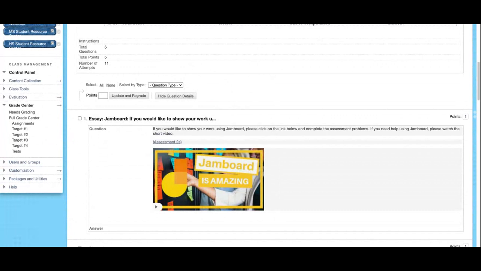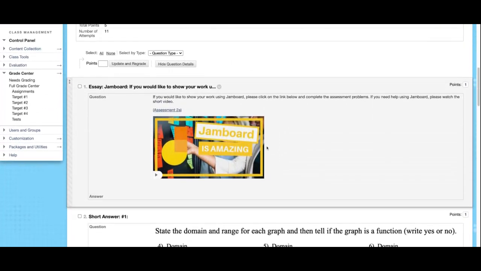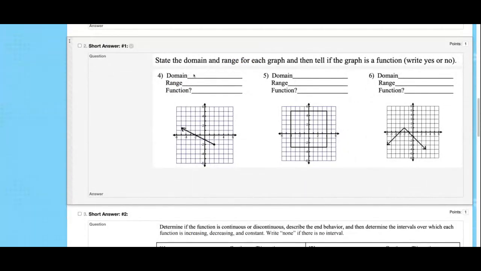and you'd be able to write your answers down right away, right on the screen. But there's not a lot of work to show here. I mean, you just write your domain, your range, is it a function or not?